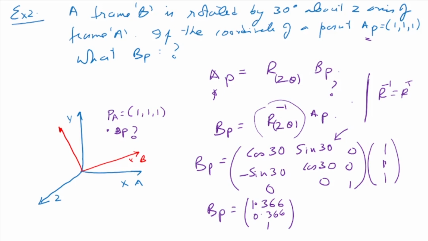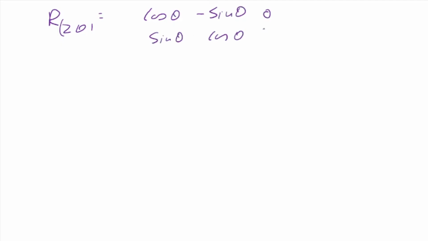Okay, so this problem showed us how to find the coordinates expressed in a rotated frame relative to the reference frame, and this matrix is called the rotation matrix. Now let's proceed further and see. We said RZ theta was equal to cos theta, minus sin theta, 0; sin theta, cos theta, 0; 0, 0, 1. Okay, this is the rotation about Z by an angle theta.